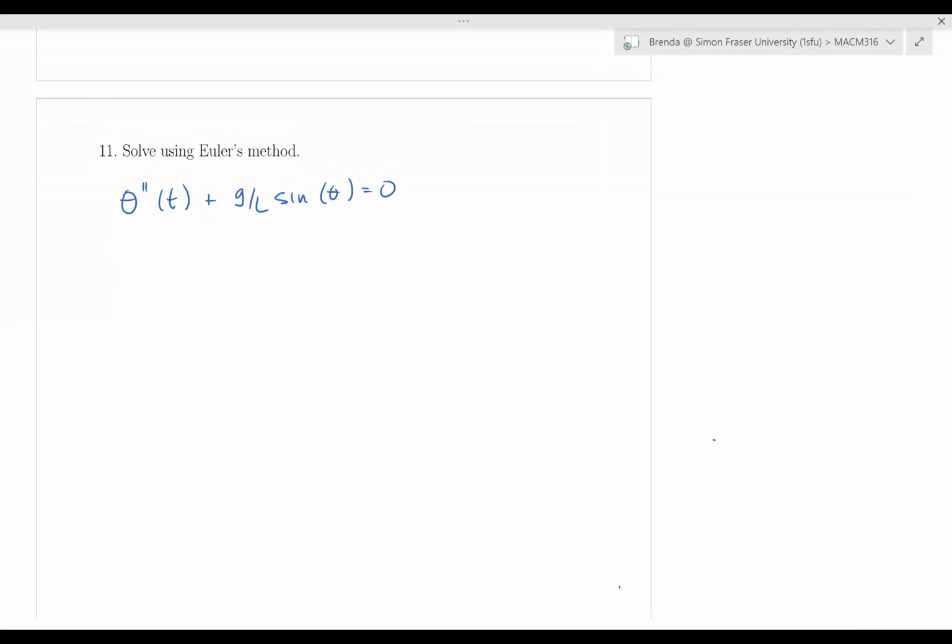All right, here we are. We're going to talk about the pendulum again. We're going to again change this second order ODE into a system of two first order ODEs. Go through that procedure one more time. There's a sort of historical note.